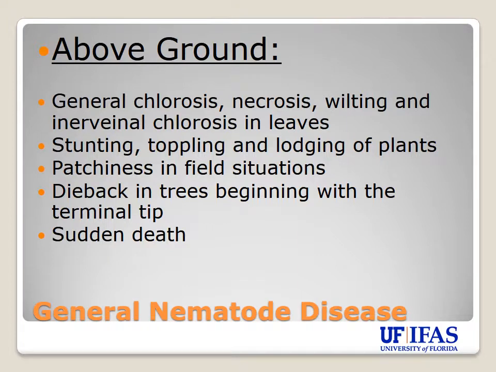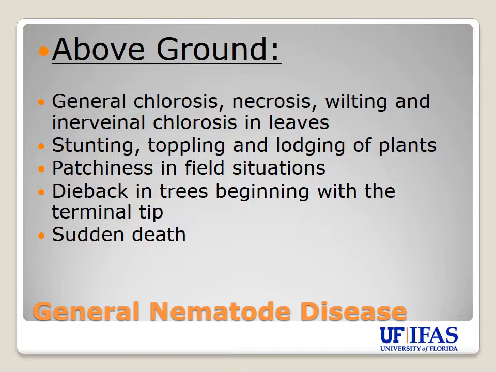What this kind of root damage can do above ground is cause general chlorosis. Chlorosis means that the leaves turn from a normal green to yellow. Necrosis means that the leaves actually turn brown and die. Necrosis means death. They cause wilting and interveinal chlorosis in leaves. They cause stunting, toppling, and lodging of plants.